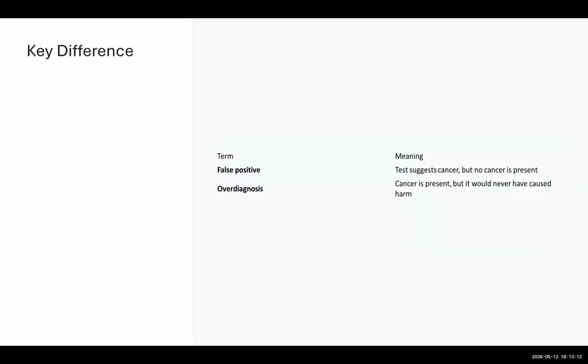So the key difference for us to remember with false positives and overdiagnosis: with a false positive, the test suggests cancer, but no cancer is present. Overdiagnosis, cancer is present, but it would never have caused any harm.